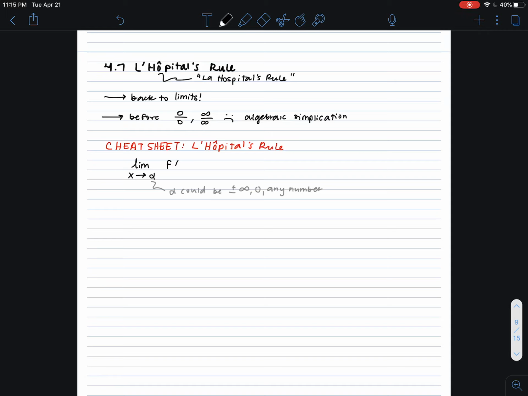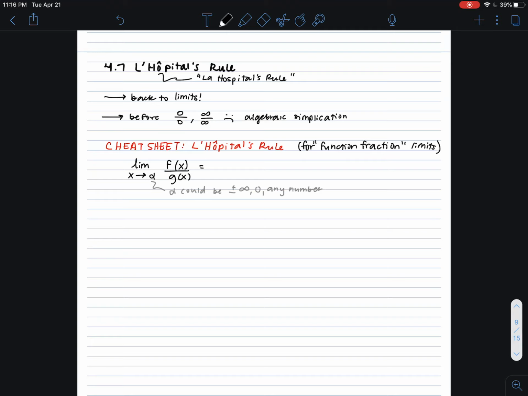Anyway, before I write this, it is important to note that this only works for functions in the form of a function over another function in fractional form. So we'll have some function in the numerator and some function in the denominator. I'm going to call these function fraction limits. That is not a technical term in any way, shape, or form. But that's a good thing to remember.